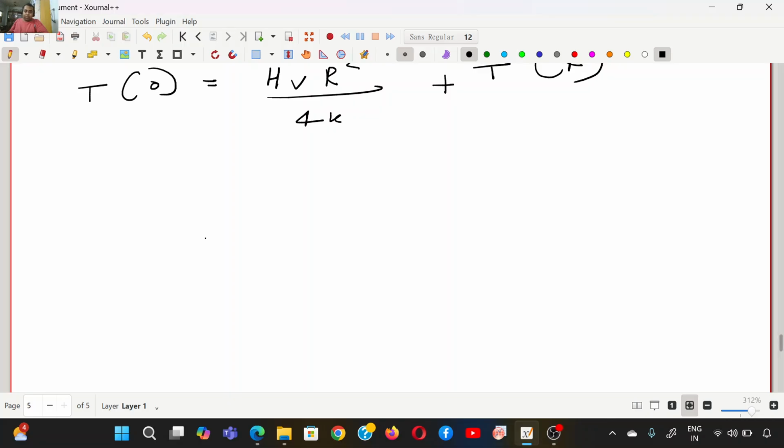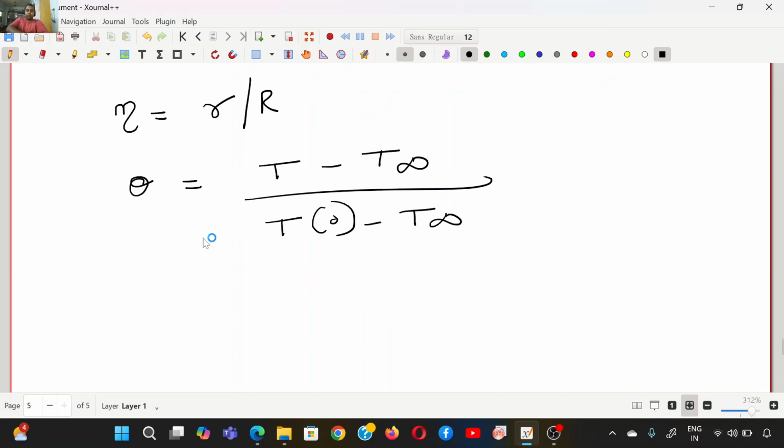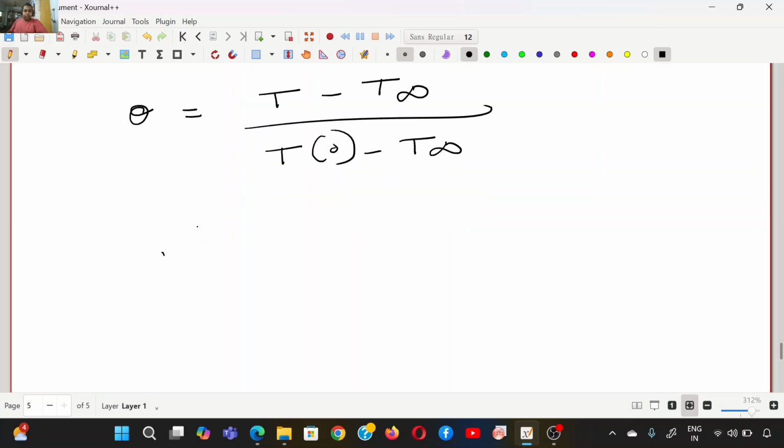Now let us non-dimensionalize this using eta is equal to small r by capital R. Likewise, a non-dimensional temperature theta is equal to T minus T infinity by T at origin minus T infinity. Origin means the center of the wire. So from here we can see that theta will vary between 0 and 1.